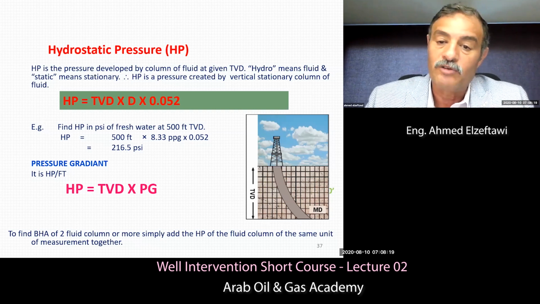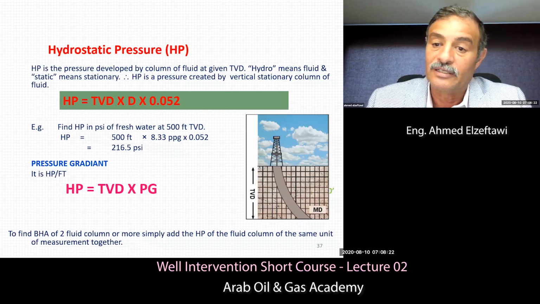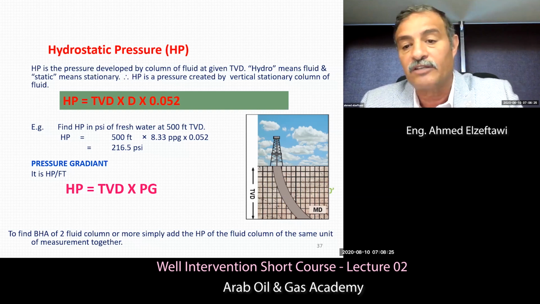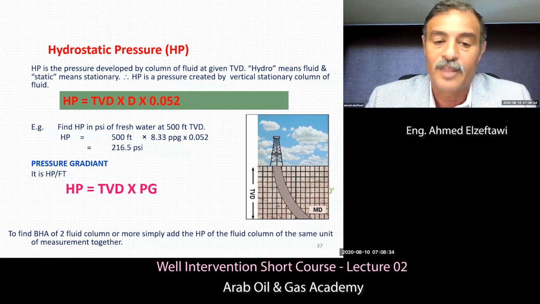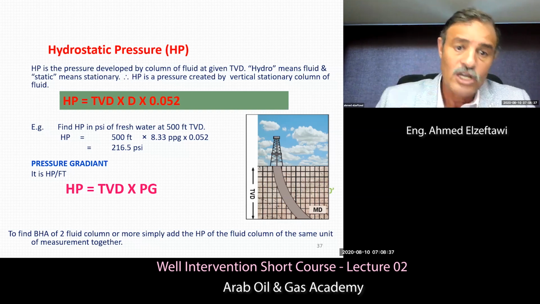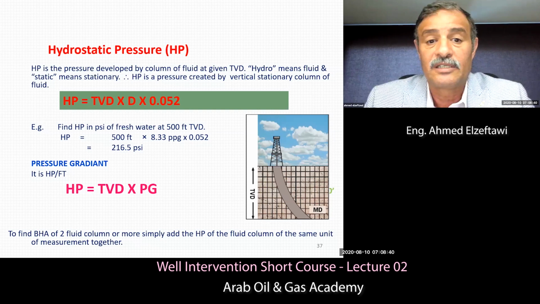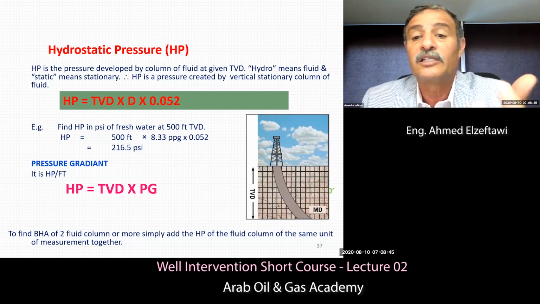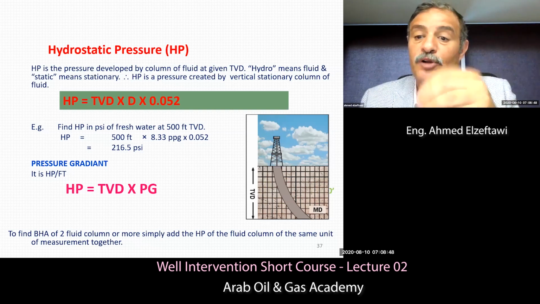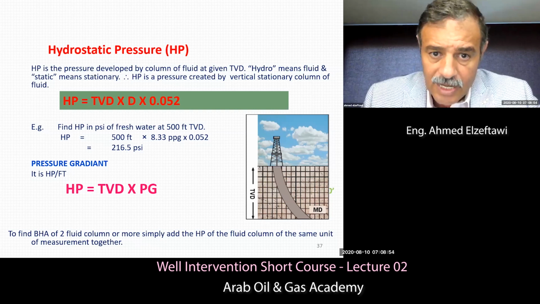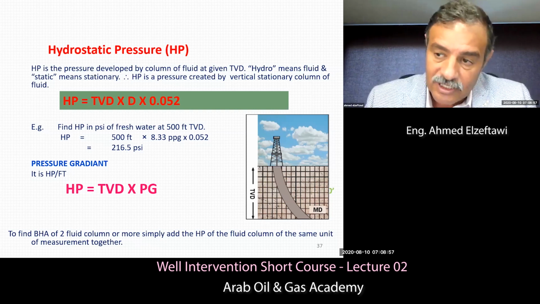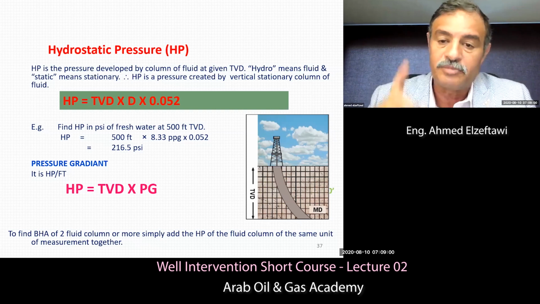And we have another formula for calculating hydrostatic pressure. If we have the pressure gradient, we say hydrostatic pressure equals TVD, which is true vertical depth, times the pressure gradient directly. So in the above example, if we need to calculate the hydrostatic pressure of the water, then we multiply the true vertical depth directly by the pressure gradient of water, which is 0.443. So the pressure gradient is the hydrostatic head created by a vertical column of fluid per one single foot.